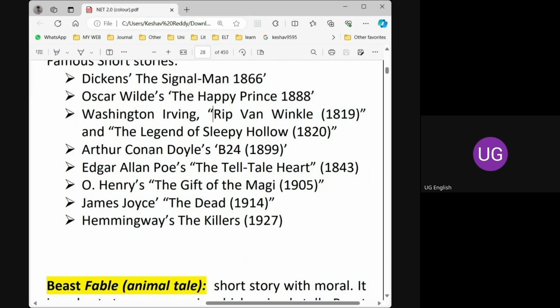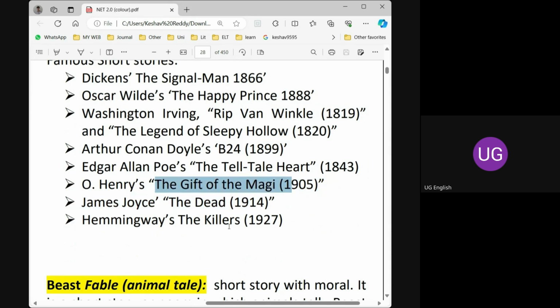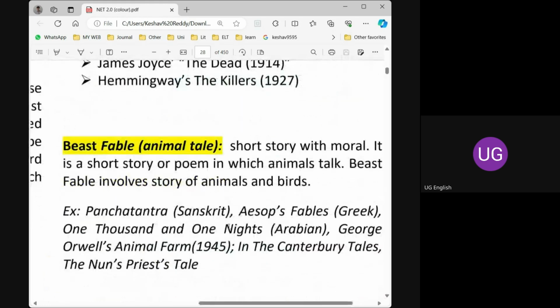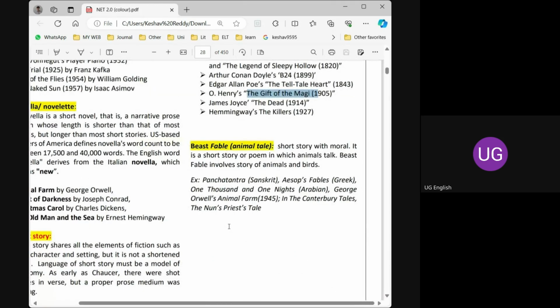And Arthur Conan Doyle is famous for detective novels. And Edgar Allan Poe, all these are very important. O. Henry's story, The Gift of the Magi. Sometimes we may get questions on short stories also, but they are not very important. So Beast Fable, I told you, is a story of animals. Here the Panchatantra stories, Aesop's Fables, all these are based on the stories of animals and birds. So they behave like humans.